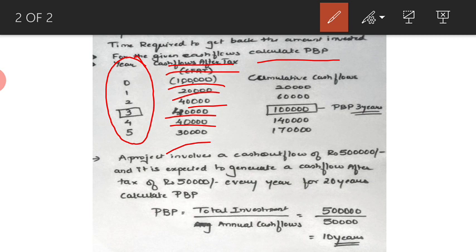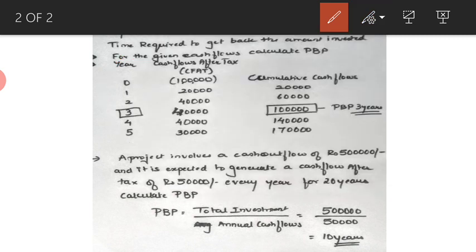In this case, first of all, are the cash flows uniform throughout the years? No, they are not uniform. They are different, that is 20, 40, 40, 40 and 30. They are not uniform, so I cannot use the formula.